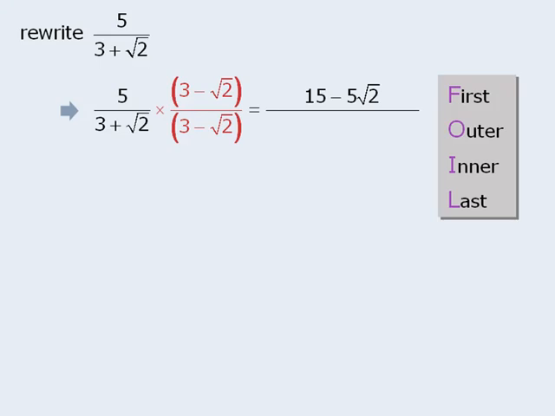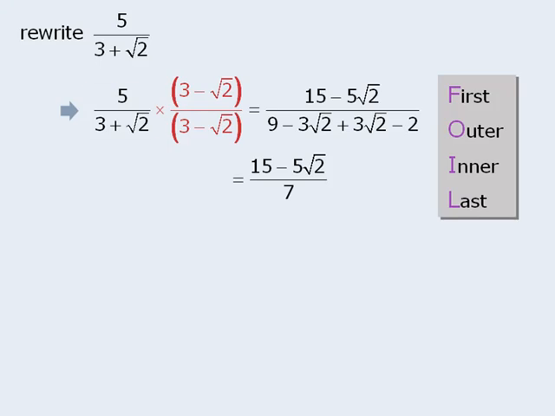Now if you are not familiar with the FOIL method, you can learn more about it in the algebra module. To apply the FOIL method, we multiply the first terms to get 9. Then we multiply the outer terms to get negative 3 root 2. Then we multiply the inner terms to get 3 root 2. And finally we multiply the last terms to get root 4, which equals 2. From here we can leave the numerator as it is, and in the denominator we can simplify 9 minus 2 to get 7. And we can see that minus 3 root 2 and plus 3 root 2 cancel out, leaving us with just 7 in the denominator.